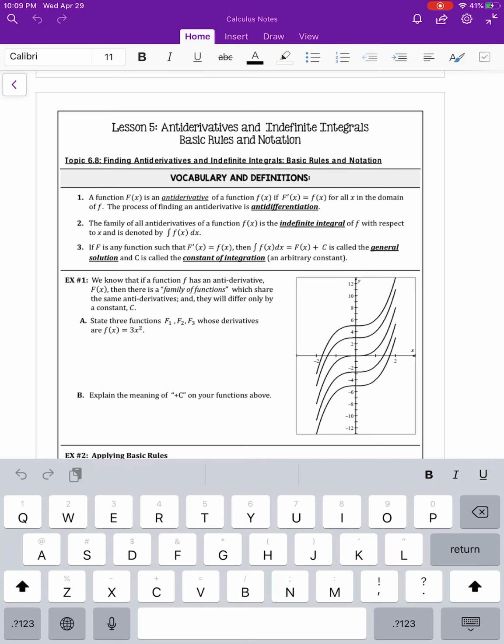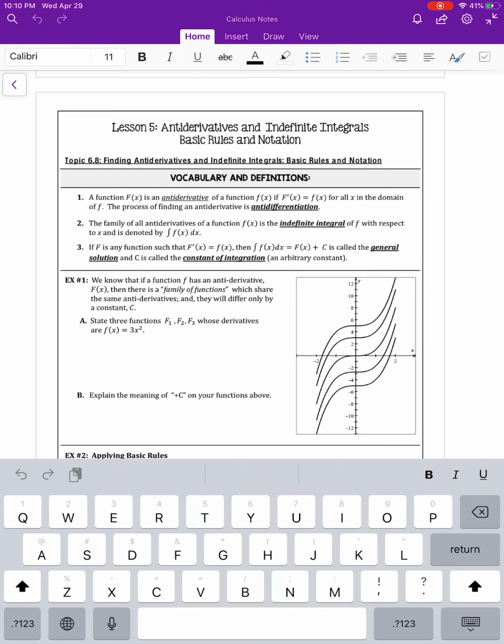Unit 6, Lesson 5, Antiderivatives and Indefinite Integrals, Basic Rules and Notation. A function, capital F of x, is an antiderivative of a function, lowercase f of x, if capital F prime of x equals lowercase f of x, for all x in the domain of lowercase f. The process of finding an antiderivative is antidifferentiation.